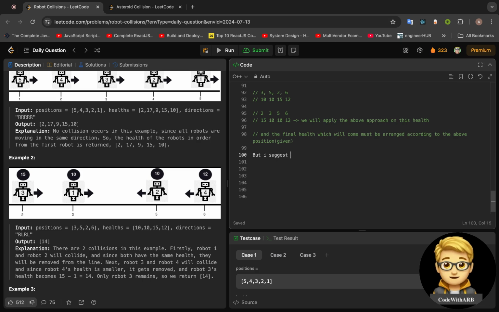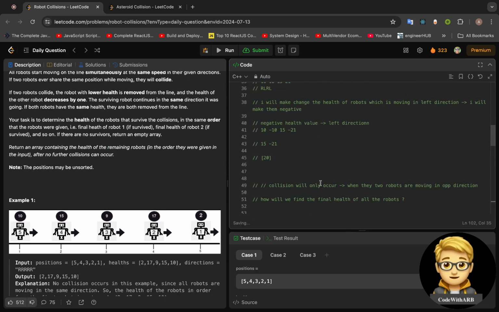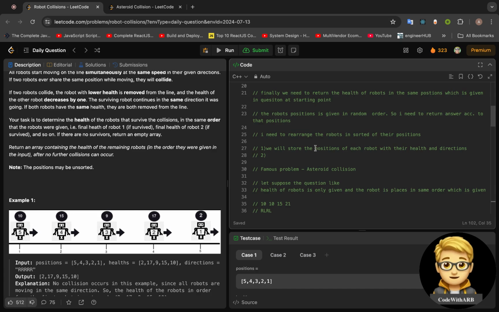But I suggest you first implement it by yourself, because this question is not just hard. This is greater than medium, a high medium problem, but less than hard, because it is not hard to think, like we will use a stack and see that, right. This is just a high medium, but you just need to implement this very carefully, right.